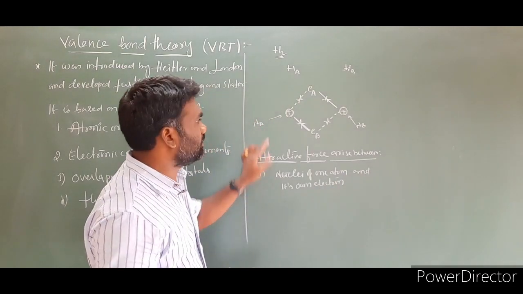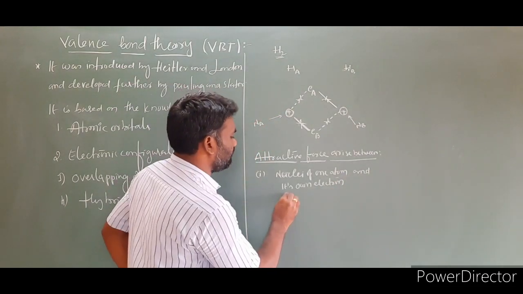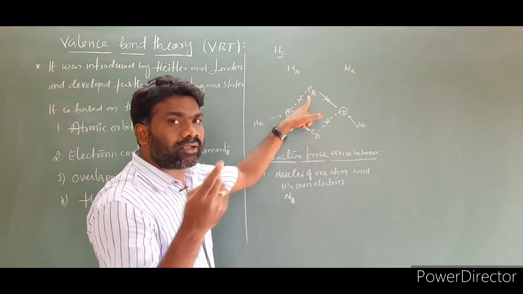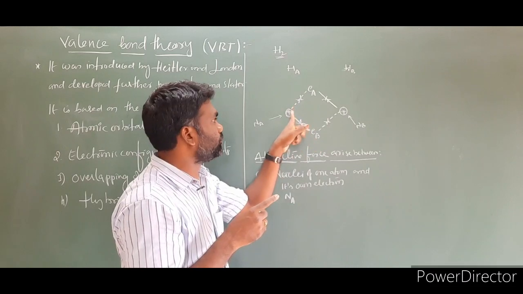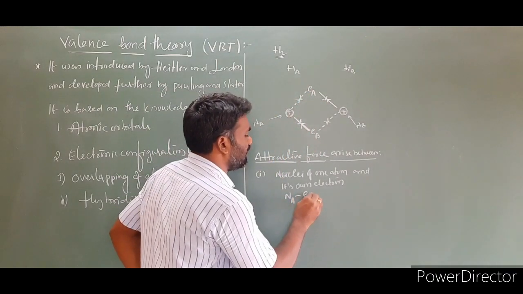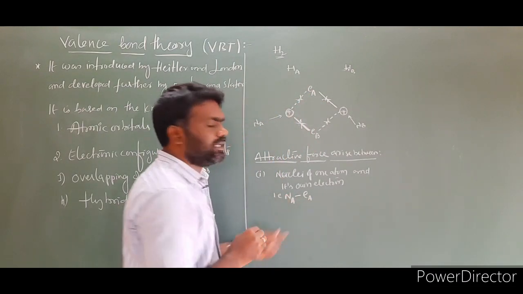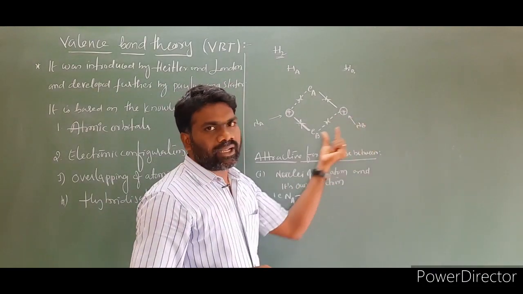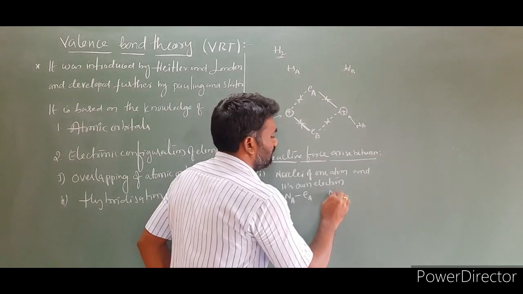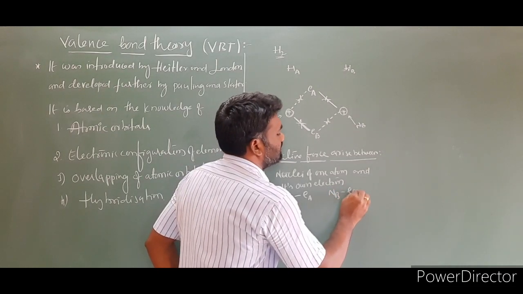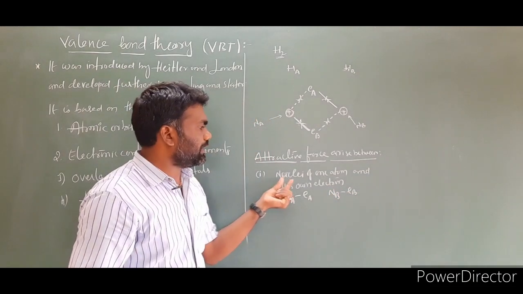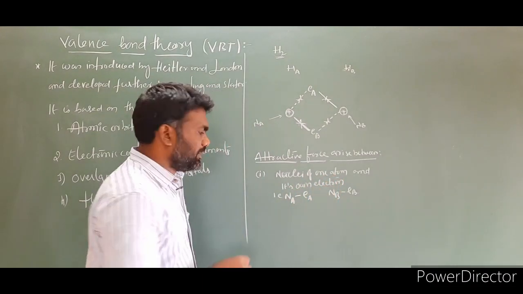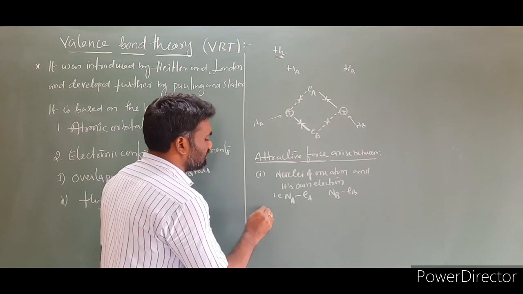This means the nucleus of one atom, labeling as first hydrogen A, I am labeling as Na, and its own electron, not from the other atom, its own electron, Ea. So Na and Ea is one attractive force, and another one is Nb and Eb. This is one attractive force: nucleus of one atom and its own electron. Clear?